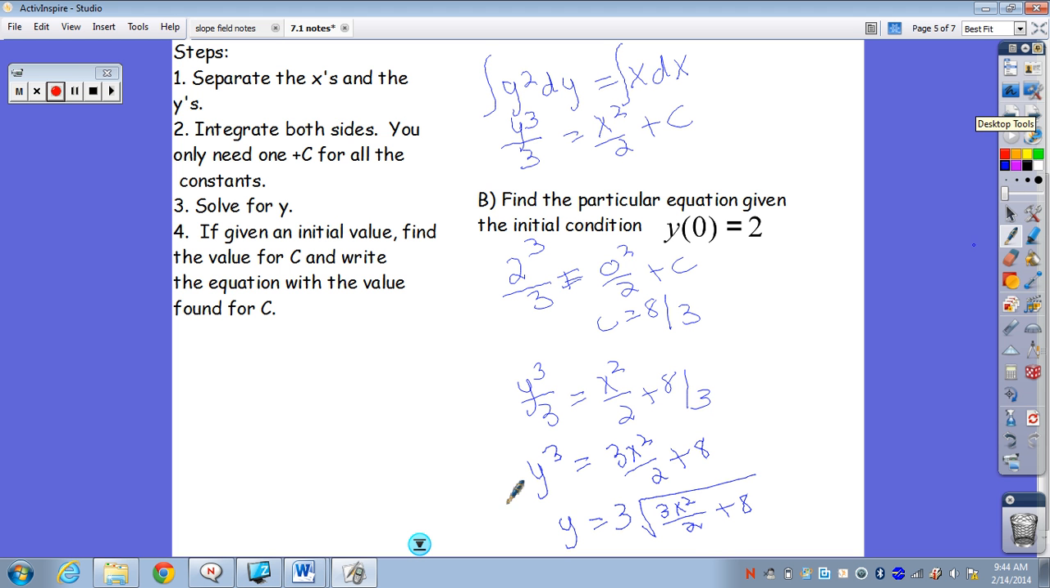Okay. So if you wanted to keep C in your equation, you could have C here and then you'd plug in your values to find the new C there. But if you plug in C in the original versus after you solve, your C value will be different, but it will give you the same end equation.